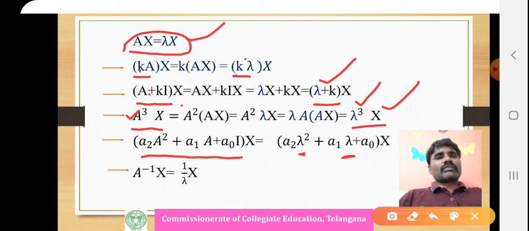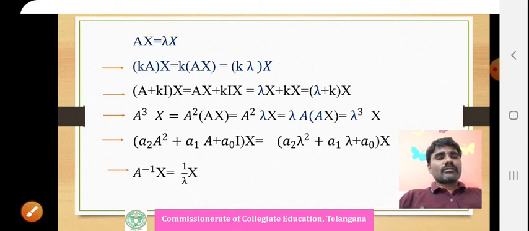And similarly, multiplying both sides of this equation by A inverse, pre-multiply by A inverse, then it will become A inverse A x equals A inverse lambda x. A inverse A becomes I, x, lambda comes this side, that's why 1 by lambda into x. A inverse x is equal to 1 by lambda into x. That's why 1 by lambda is an eigenvalue of A inverse. Like that we can prove any property according to the definition only.